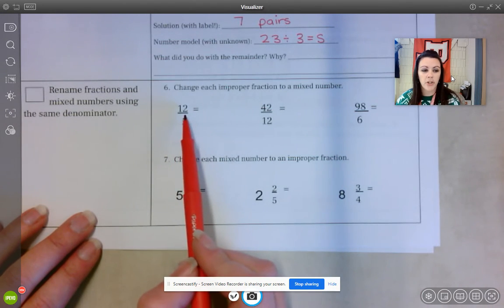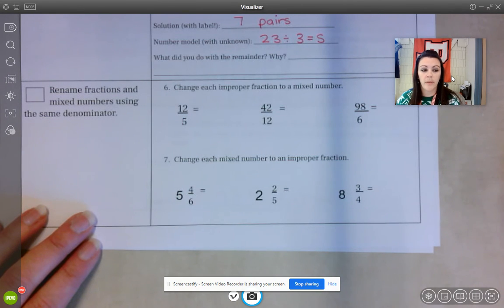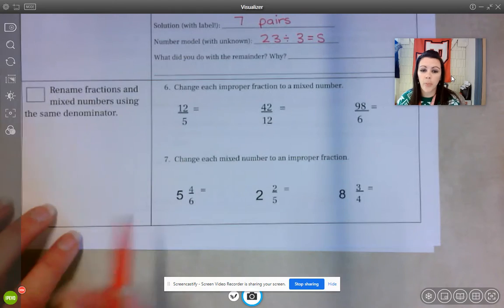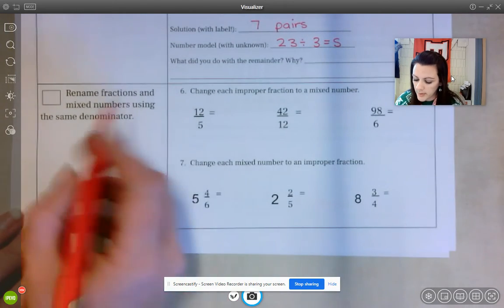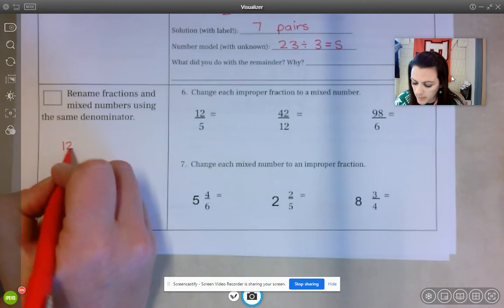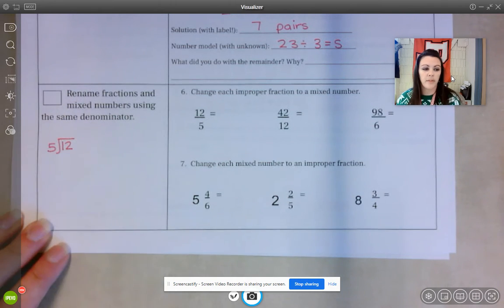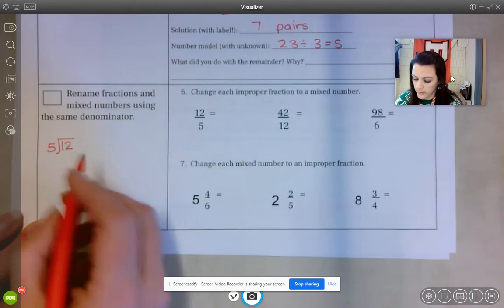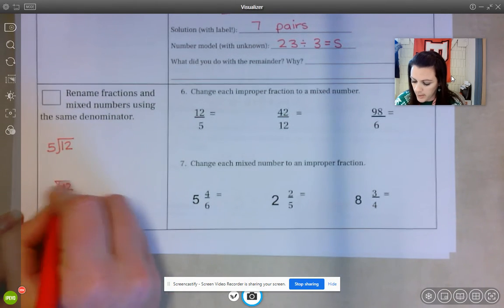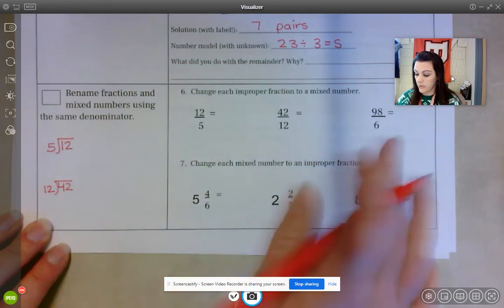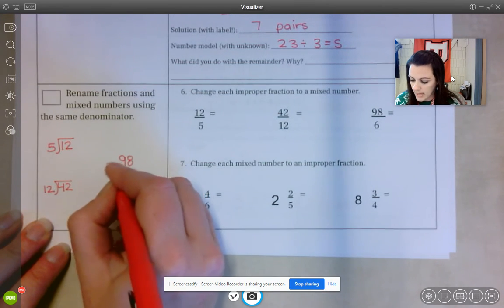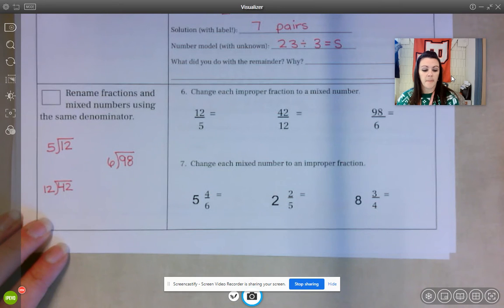Remember that the fraction bar is just telling us to divide. So right here where I see 12/5, it's really just 12 divided by 5. If that's mental math for you, great. If it's not, then somewhere in your notebook or on this paper, you should have set up, remember the top hops in the box, 12 divided by 5. You should have set up 42 divided by 12. You should have set up 98 divided by 6.